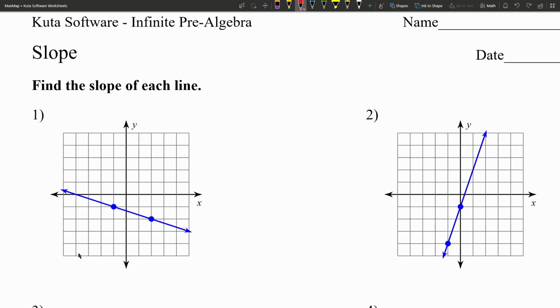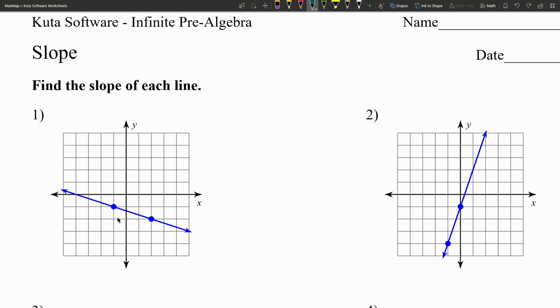So looking at number 1, we can tell right away what the slope is going to be. Is it going to be positive, are we going upwards as we move to the right? Or is it going to be negative, are we moving downwards? It's going to be negative. So we know we have a negative slope in number 1. But what exactly is that value, besides the fact that it's negative?